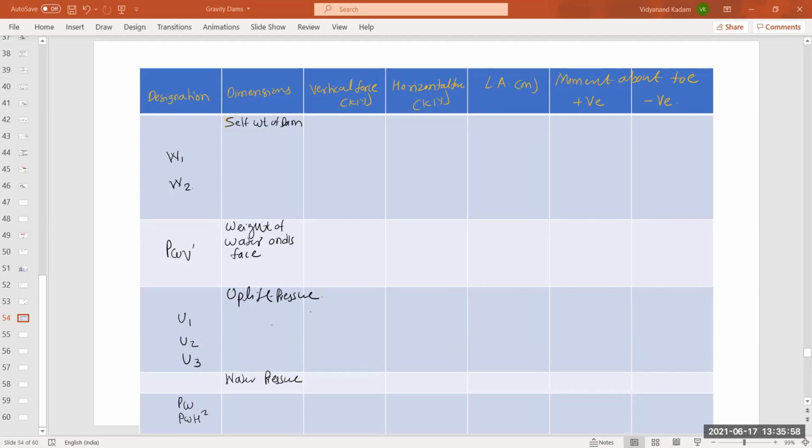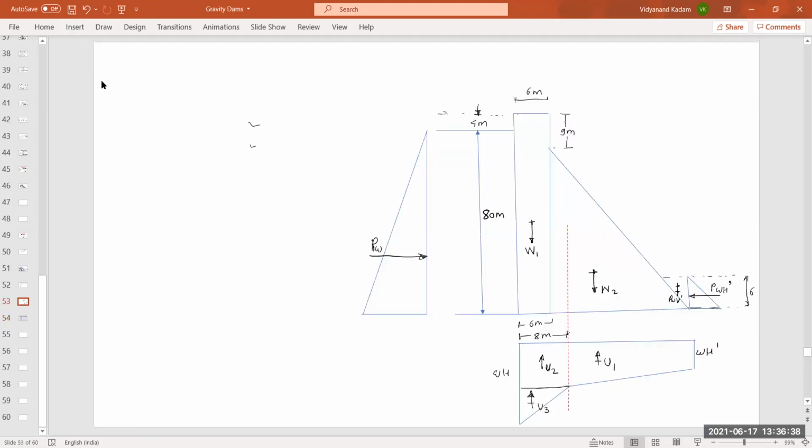Yes, correct. W1 is 11844. See how W1 is calculated: area of rectangle into unit length into unit weight of concrete, and hence it is 11844. Then W2 is a triangle. See what are the dimensions of the triangle. Its height is 84 minus 9, so that is 75 meters. The total is given as 56 meter, so the base of the triangle is 50 meter.